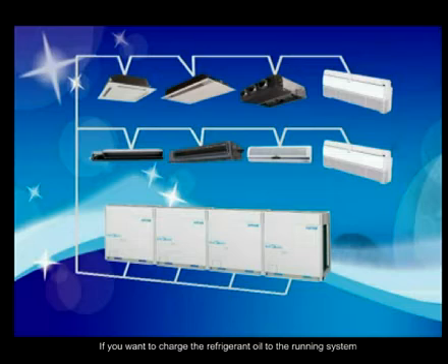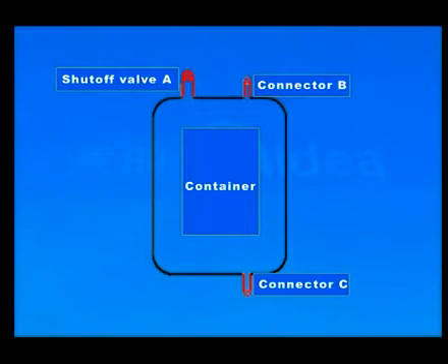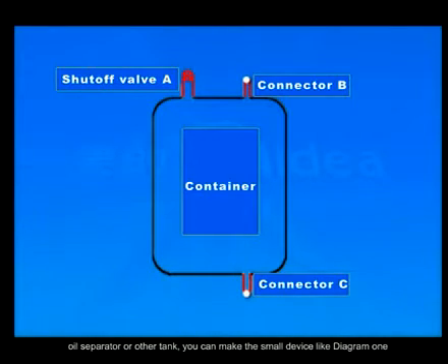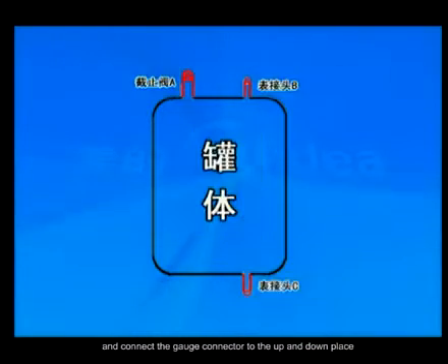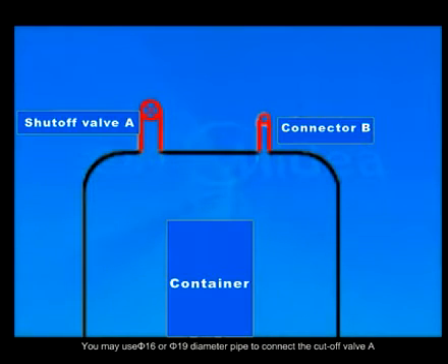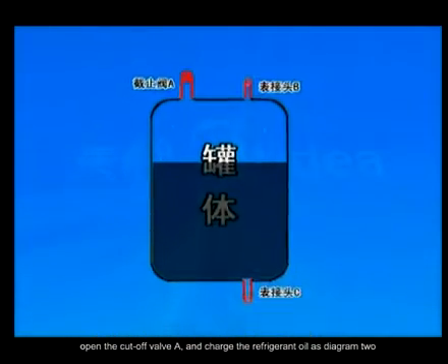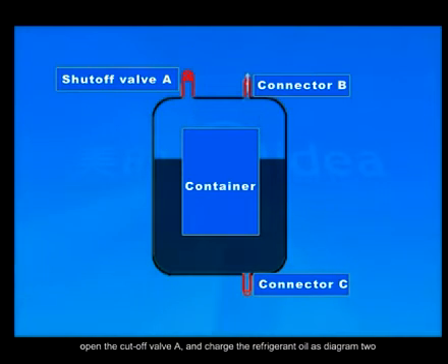If you want to charge refrigerant oil to the running system, you can try this kind of small device. Using a small refrigerant tank, low pressure tank, oil separator, or other tank, you can make the small device like diagram 1 and connect the gauge connector to the up and down place. You may use Phi 16 or Phi 19 diameter pipe to connect the cutoff valve A. Open the cutoff valve A and charge the refrigerant oil as diagram 2.